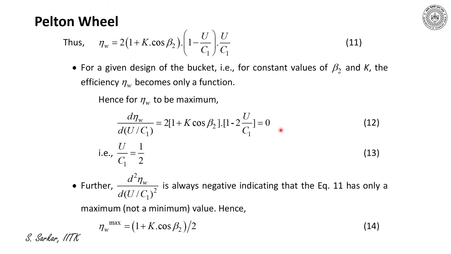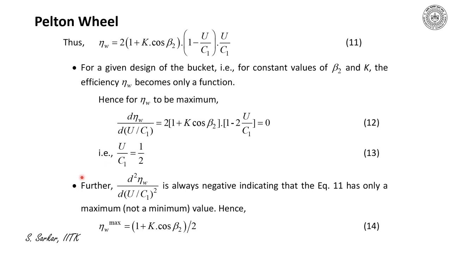While I do that, I have got 2 within the bracket 1 plus k cos beta 2, again within the bracket 1 minus 2 u by c1 is equal to 0, which yields u by c1 is equal to half. That means for a velocity ratio u by c1 is equal to half, eta w becomes maximum.